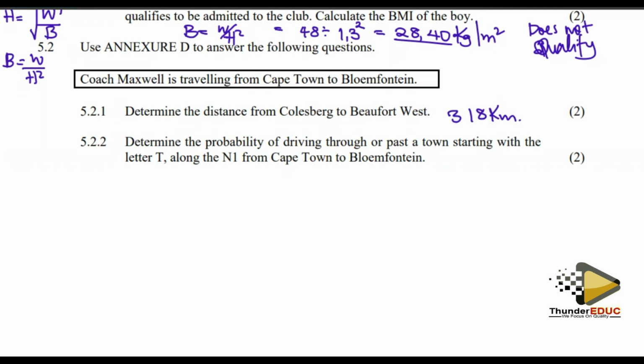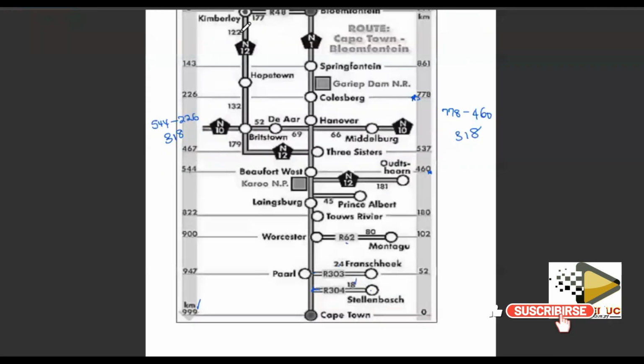Determine the probability of driving through or passing a town starting with the letter T along the N1 from Cape Town to Bloemfontein. A town that starts with the letter T. Let's go there and we see. So I'm from Cape Town. This is Paarl. No. Was it? No. Is it? No.